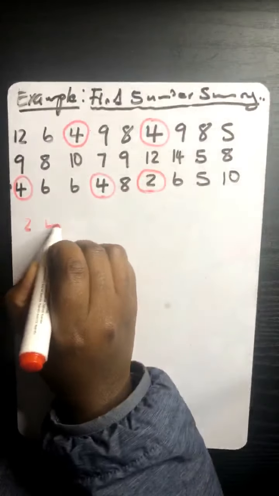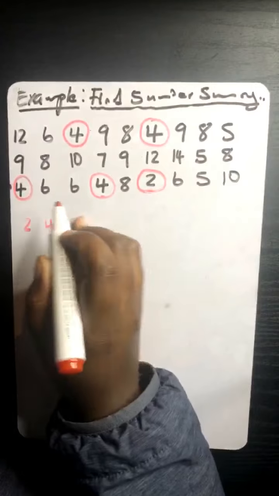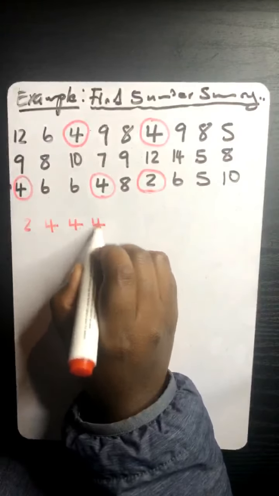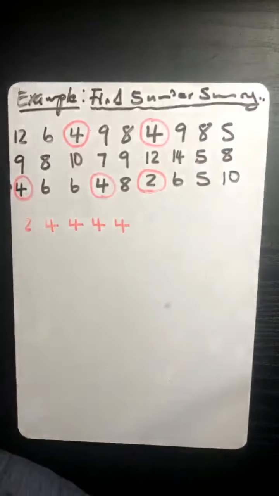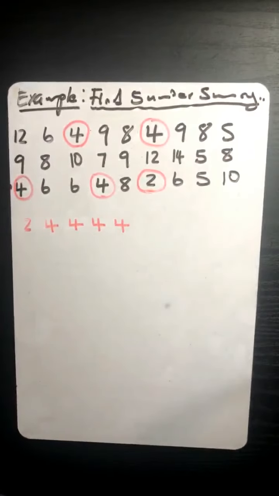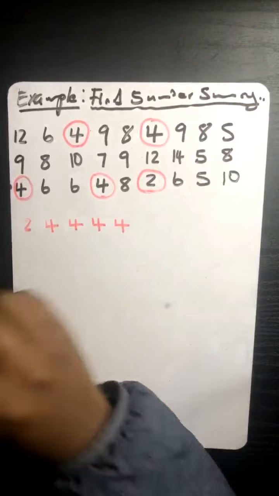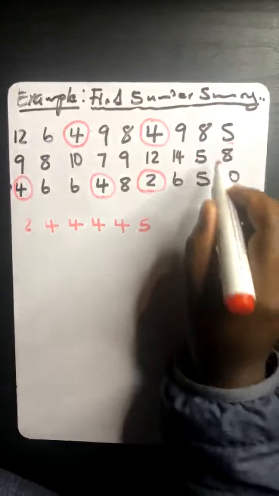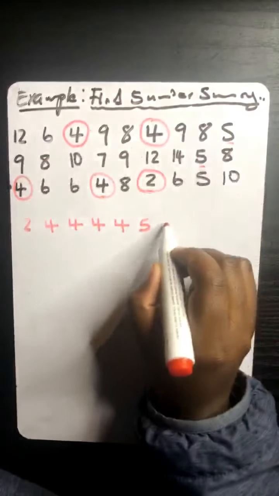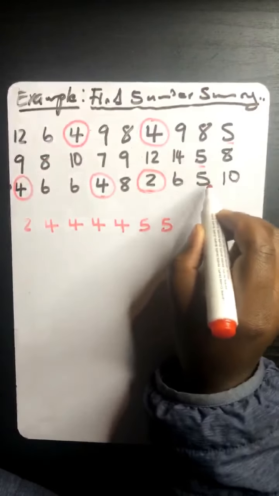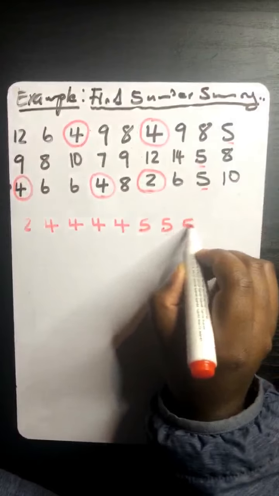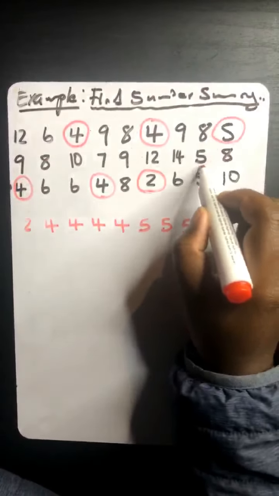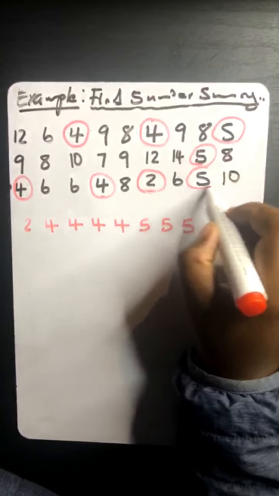Then we have 4 4s. Can we hear that, guys? 4 4s. Okay. What else? I saw 5. There it's 5. We have 5 there, and then we have another one there, and then another one there being the last one. So I circle them for that same reason that I've just explained.